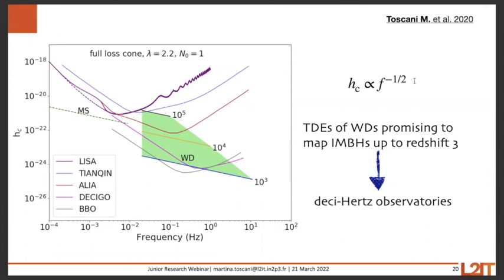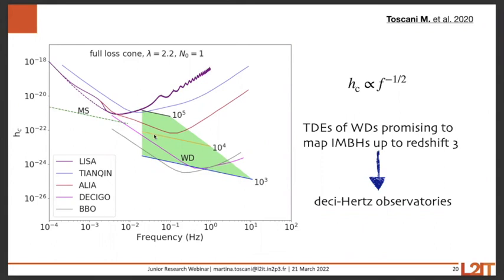Then we also obtained, as you can see from this plot, that while the background from nuclear tidal disruption events is in a region of the frequency interval where future interferometers cannot detect it because they are not sensitive enough, the situation is quite different for the background from globular TDEs, which is somewhere in this green area.